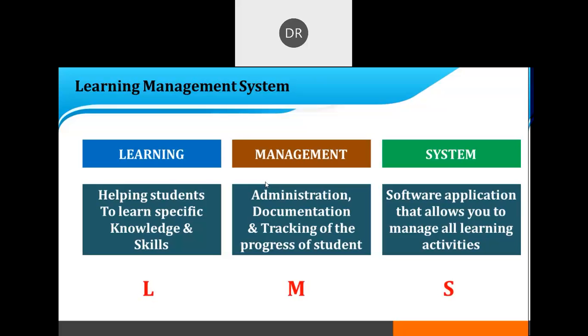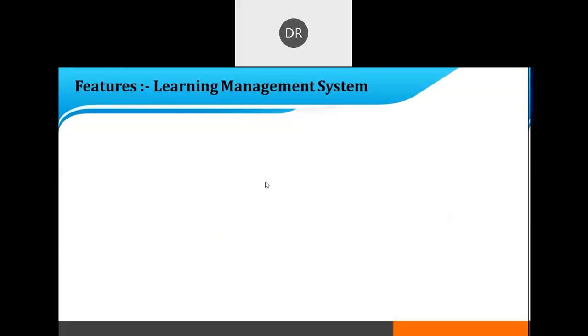LMS means learning management system. Learning helps students to learn, to enhance their skills and gain knowledge. Management means administration, documentation, tracking, and so on. And system is nothing but the software application which allows you to manage all learning activities. So this is what the LMS means. Now we'll see the different features of this LMS.